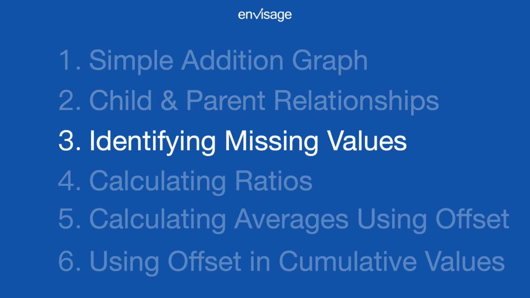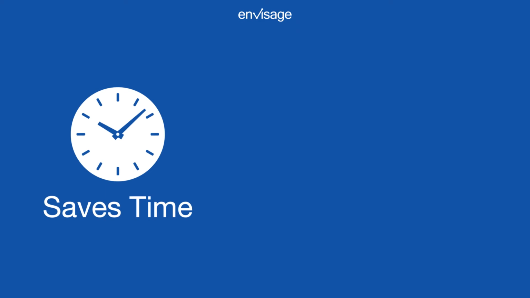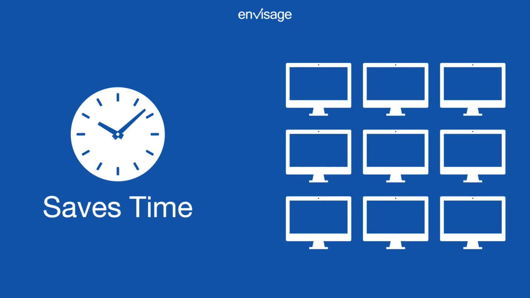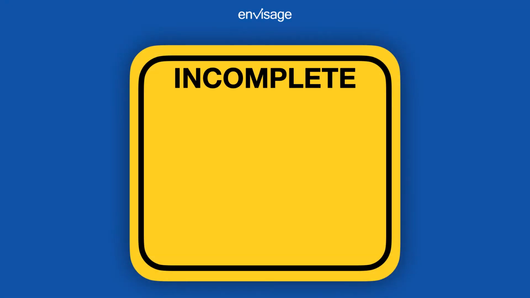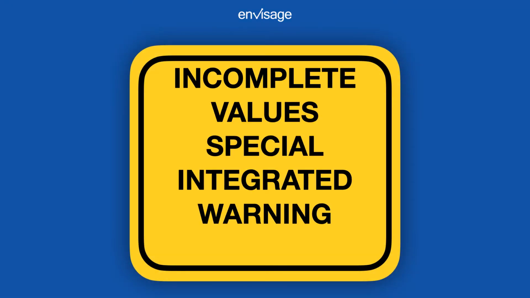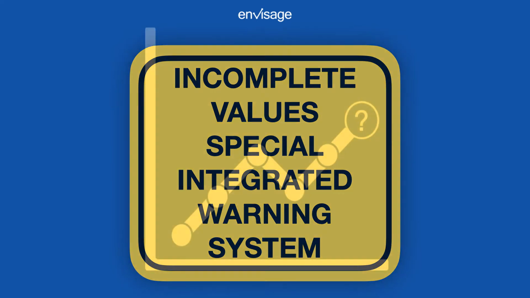Let me ask you a question. Using calculated graphs saves lots of time manually adding up values or using complex spreadsheets and entering the data in multiple systems. But how do you know if everyone on your sales team is updating their graphs? How can you be certain that the total sales is the real total? Never fear, we've got you covered with the Incomplete Values Special Integrated Warning System. Actually, that's not its real name, but it does sound impressive, which it is.